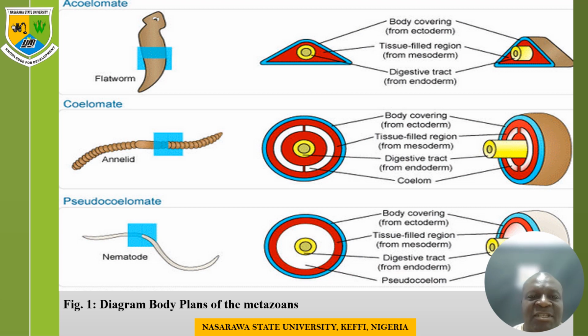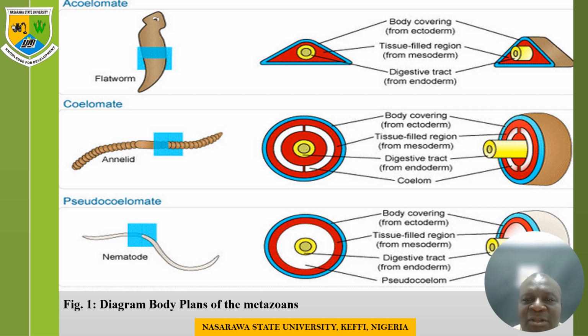So a representative is the annelid. As we are seeing in the annelid, this is the body covering from the ectoderm, tissue-filled region from the mesoderm, and the digestive tract from the what? From the endoderm. And this is the coelom. You can see the coelom. This white covering here is the coelom. It is the fluid-filled cavity that the organism is surviving on.